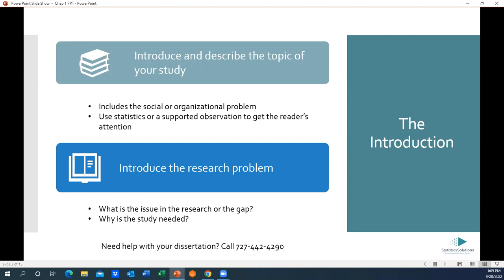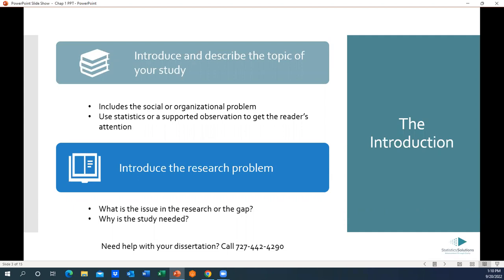So get the reader's attention, introduce the organizational problem, but you also want to introduce a little bit about what research has been done on this topic. So in other words, what's the research problem? What research has been done? What do we know? What still needs to be done? That's what the research problem is, which we'll get to a couple of sections down. What's the research gap? What's the knowledge gap, or what's the research issue? In other words, why is the study needed?